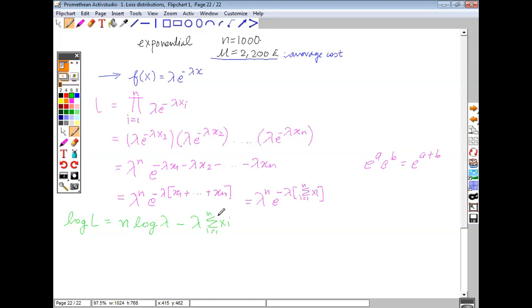And now what should I do? Differentiate with respect to lambda, and what will I get? n by lambda minus summation of xi. And now what should I do? Equate to 0. So again, I'll equate this to 0. And what will I get?